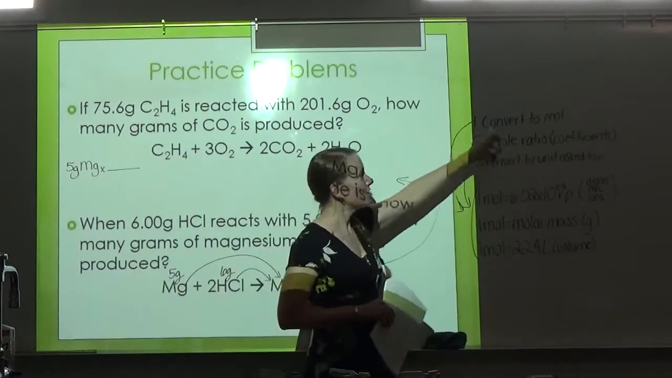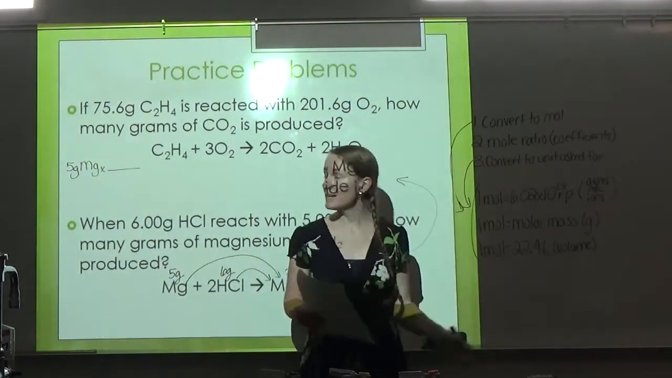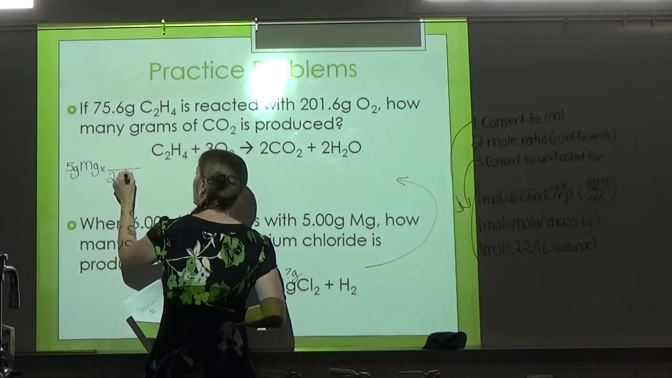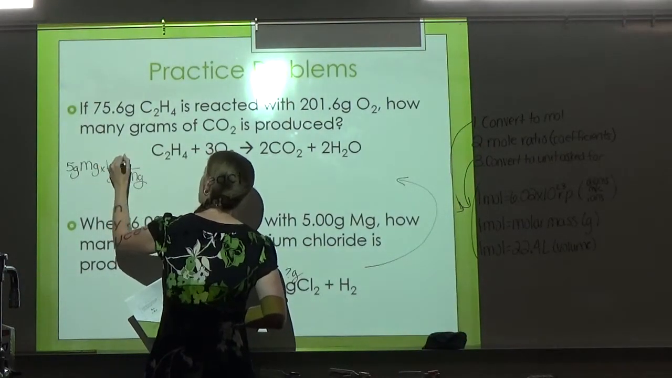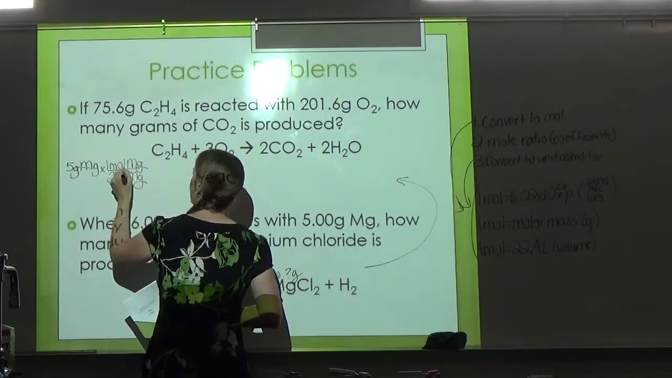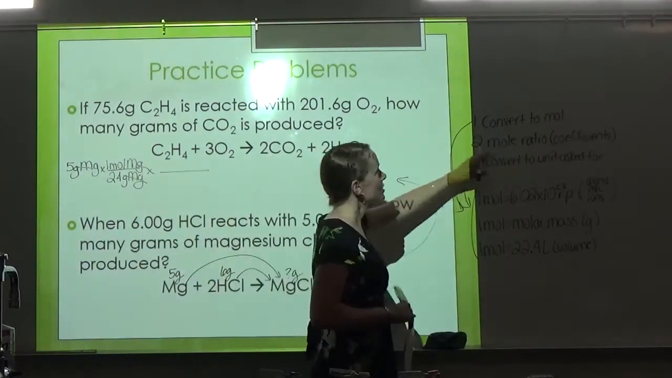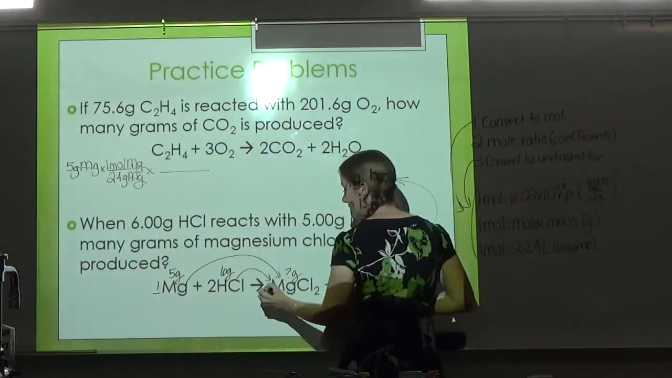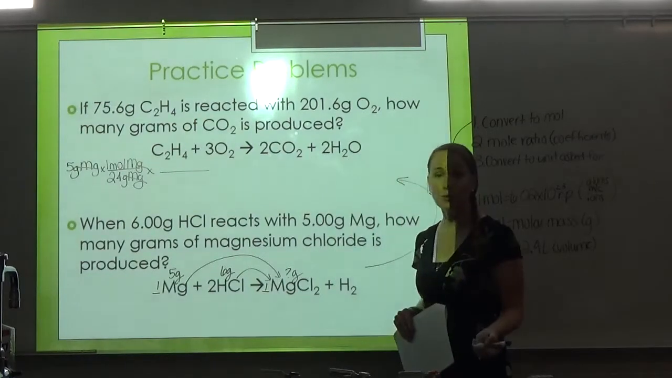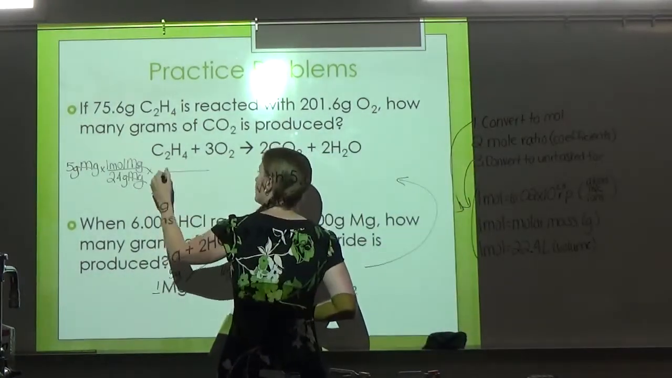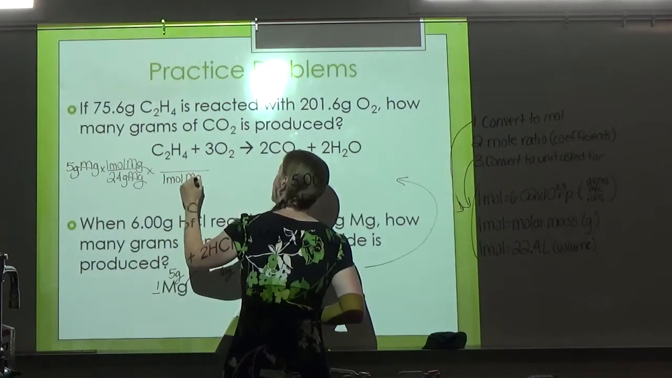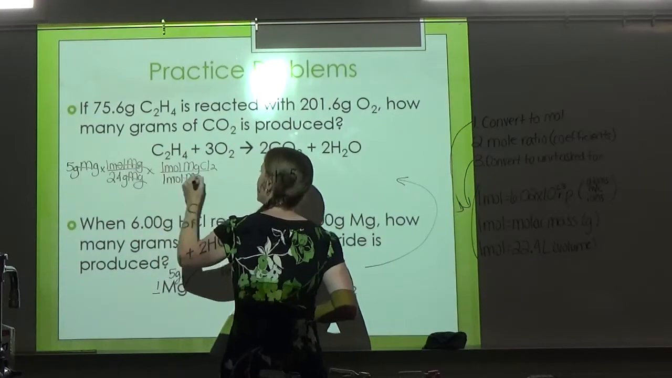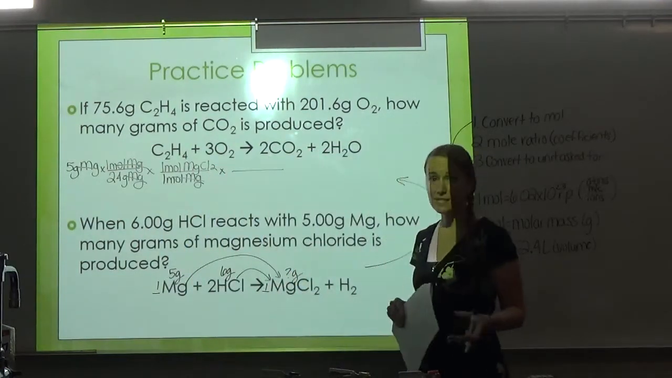Step 1 is convert to moles. Since I have grams, I'm going to use molar mass. So for magnesium, it's about 24 grams per mole. So to follow golden rule, I'm going to put 24 grams on bottom and 1 mole on top. Step 2 is the mole ratio using the coefficients. So I can see that 1 mole of magnesium makes 1 mole of magnesium chloride. But to follow the golden rule, I'm going to put the 1 mole of magnesium on bottom and the 1 mole of magnesium chloride on top. Remember, the golden rule is not just about canceling units, it's about canceling the unit and the substance.